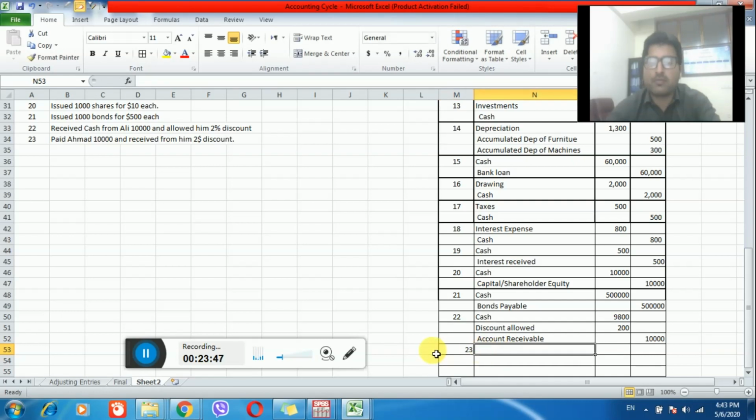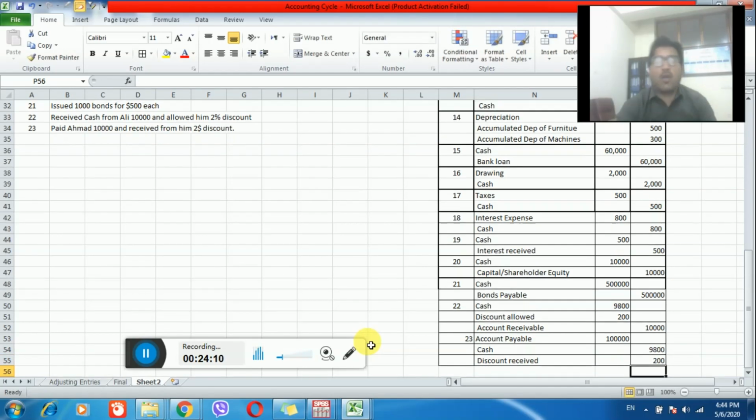Transaction 23, debiting account payable and crediting cash, and also crediting discount received. Okay, account payable debited how much? $10,000 completely, and cash credit 9,800, and discount credited 200. Okay, dear students, what does this mean? This means now you have purchased goods on account, right?